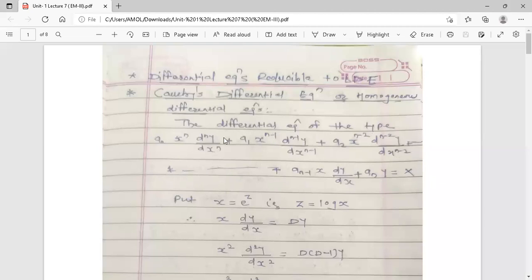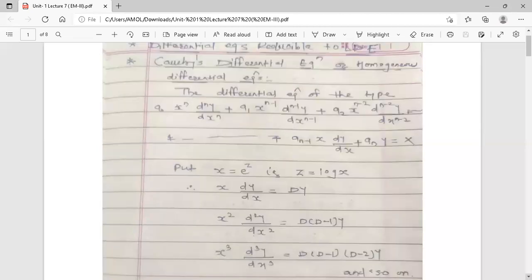Now it is not LDE, linear differential equations with constant coefficients, but we want the solution of this differential equation. To find the solution, first we have to reduce it to LDE, then we can find its solution. Now, how to reduce Cauchy's differential equation to LDE? That is the question. Using one particular substitution, you can reduce this Cauchy's equation to LDE.